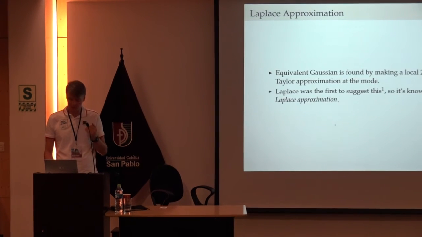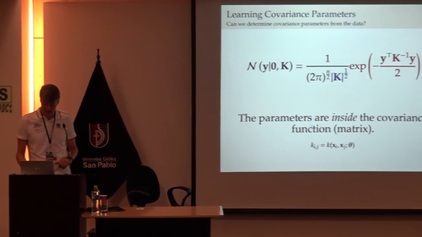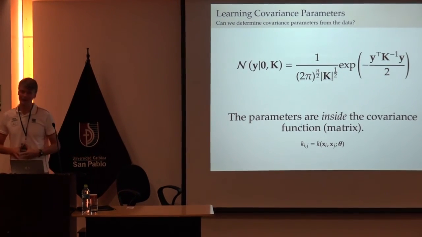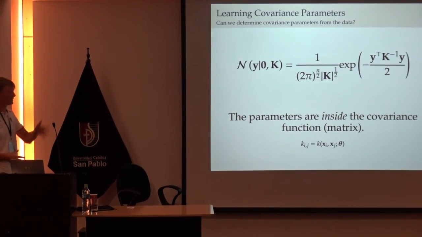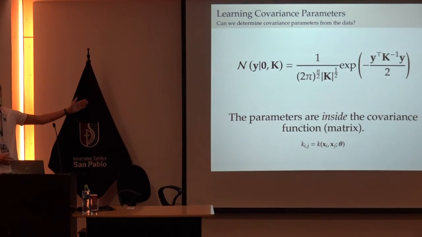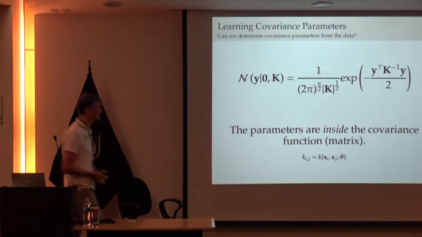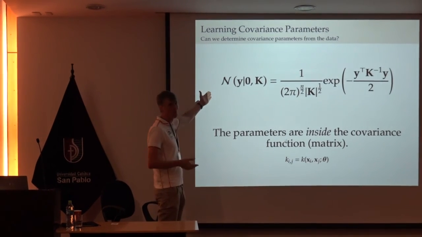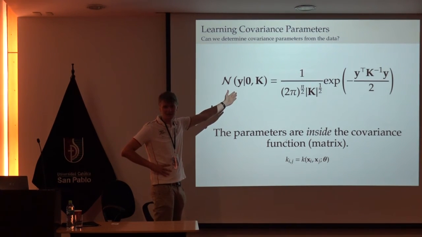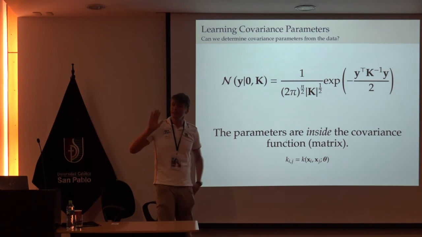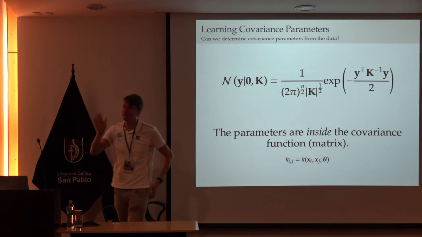Okay, so let me just finish today by talking about learning. I've got this far through the lecture, and I've not shown you the formal Gaussian distribution until now. So this is what we're talking about. This is a Gaussian distribution, zero mean. You can put a mean in. You can have a mean function.